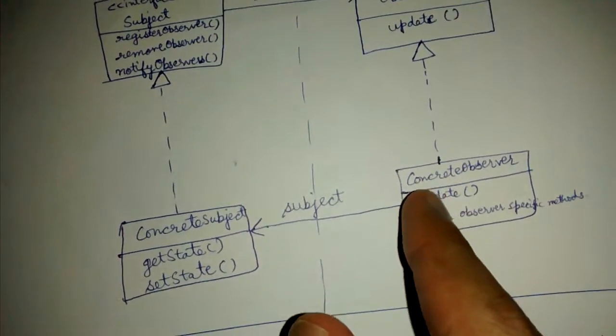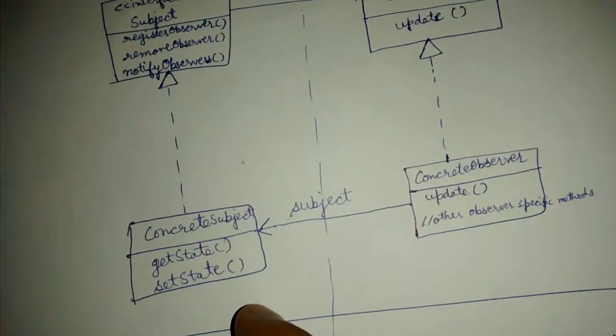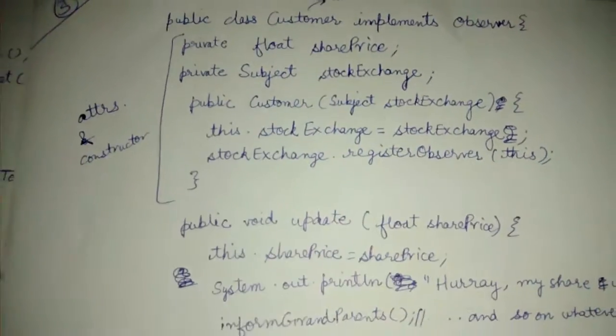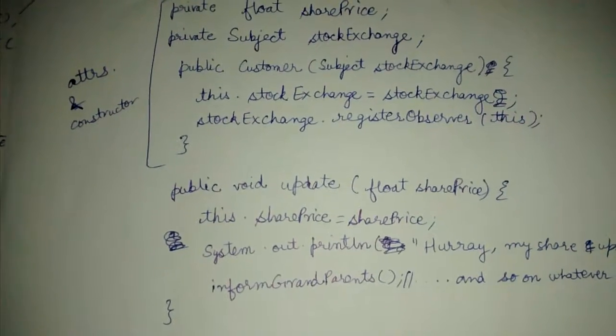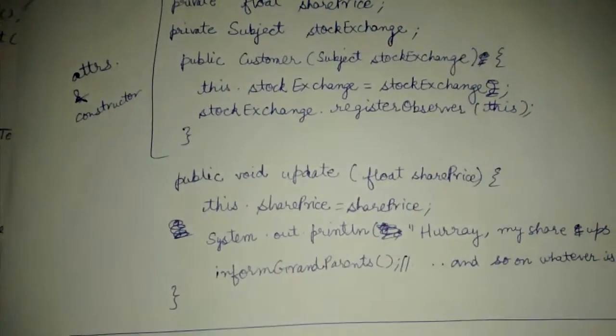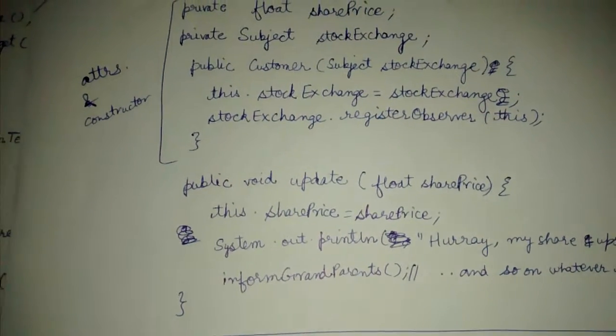Okay, and this concrete observer, as you see, is having a concrete subject as a subject. So here we are having a subject in this concrete observer. So it will be instantiated by some actual subject. So that's the thing. So concrete subject, that is.